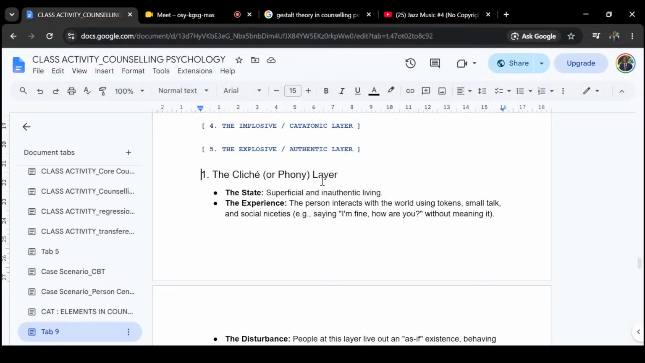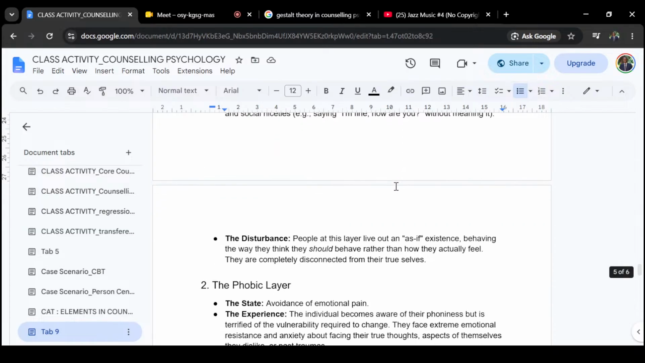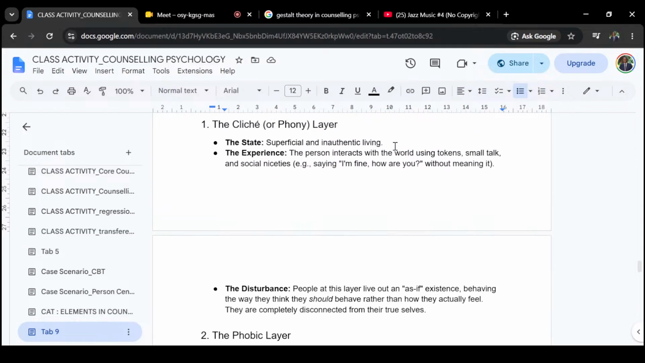What is it? This is the outermost layer where people behave according to what they think others expect rather than who they truly are. They wear masks to gain approval or avoid rejection. Characteristics: pretending everything is fine, being overly polite, trying to please everyone, hiding genuine emotions, acting according to social expectations. Example: Mary dislikes her job but smiles every day and tells everyone, "I'm happy, everything is great." Inside, she feels exhausted and miserable. She fears that admitting the truth would make people think she is weak.